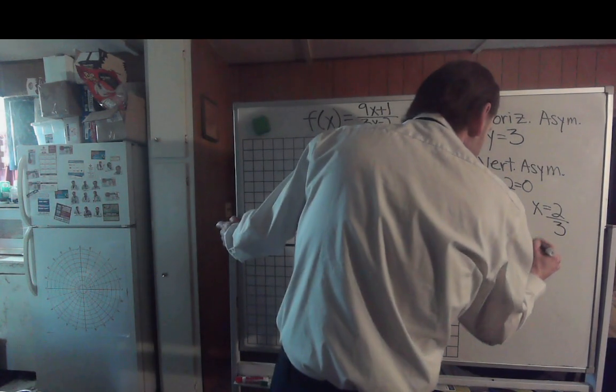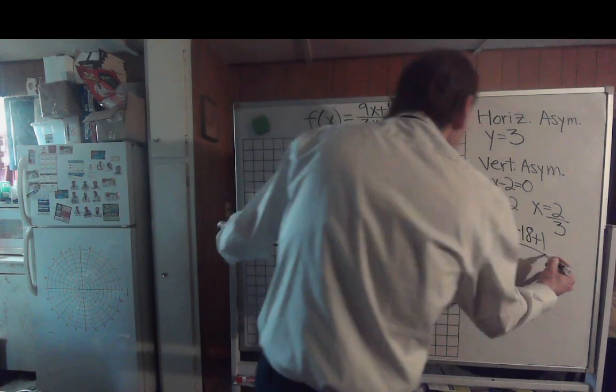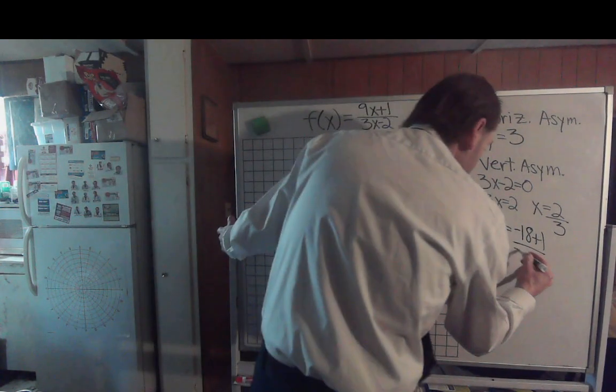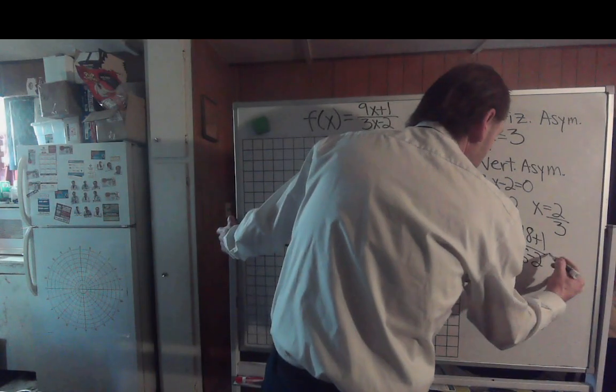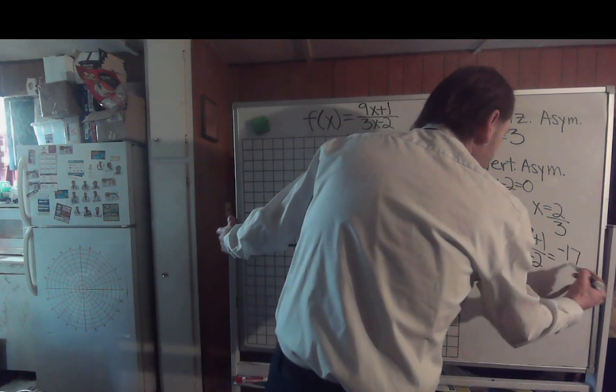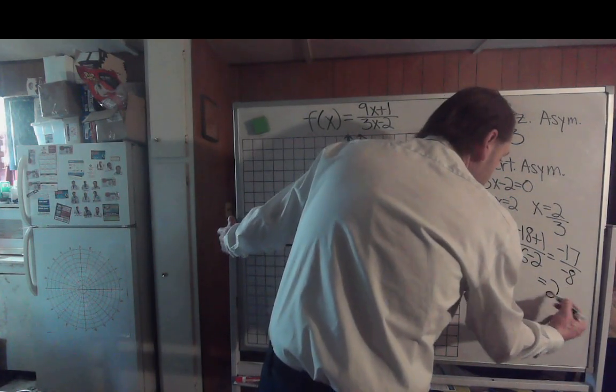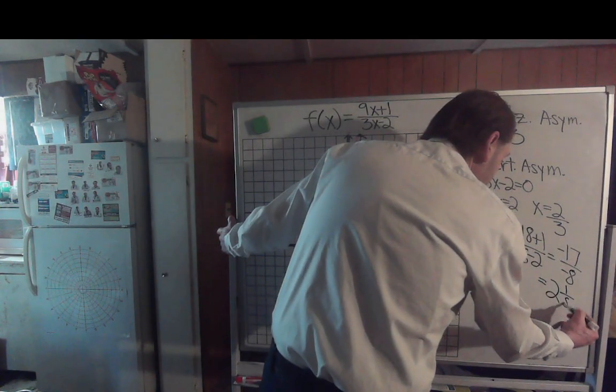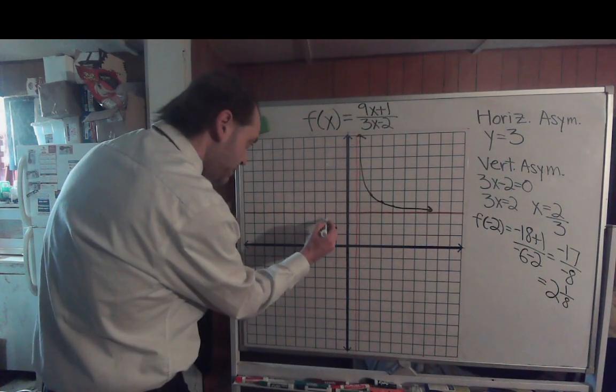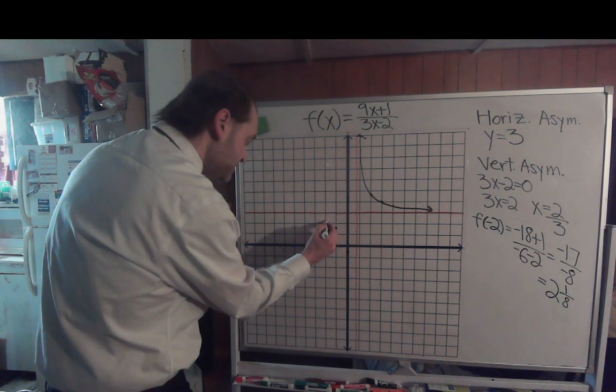So that would end up giving me negative 18 plus 1 all over negative 6 minus 2, which would give me negative 17 divided by negative 8, which would be positive 2 1/8. So I go up to positive 2 1/8.